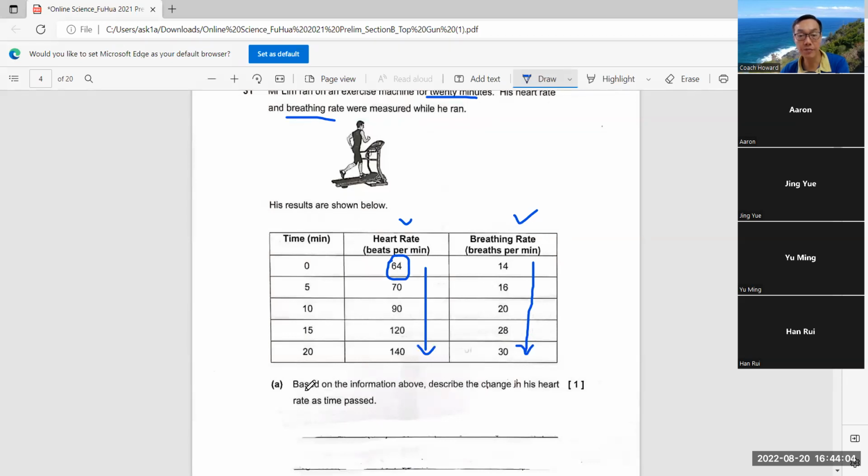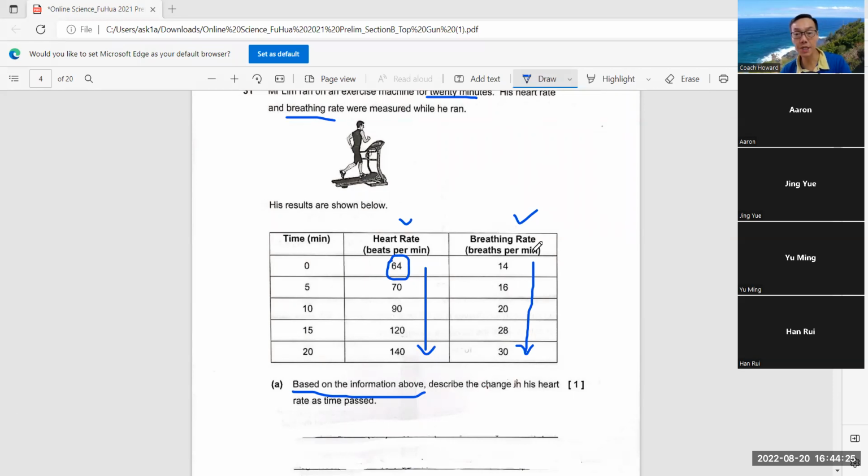Okay, based on the information above, so you must use this information on top here. Describe the change in his heart rate as time passes. So this is a giveaway question. So it is very easy. Even I think a primary 4 student can answer. So it's very easy. You just state from here.